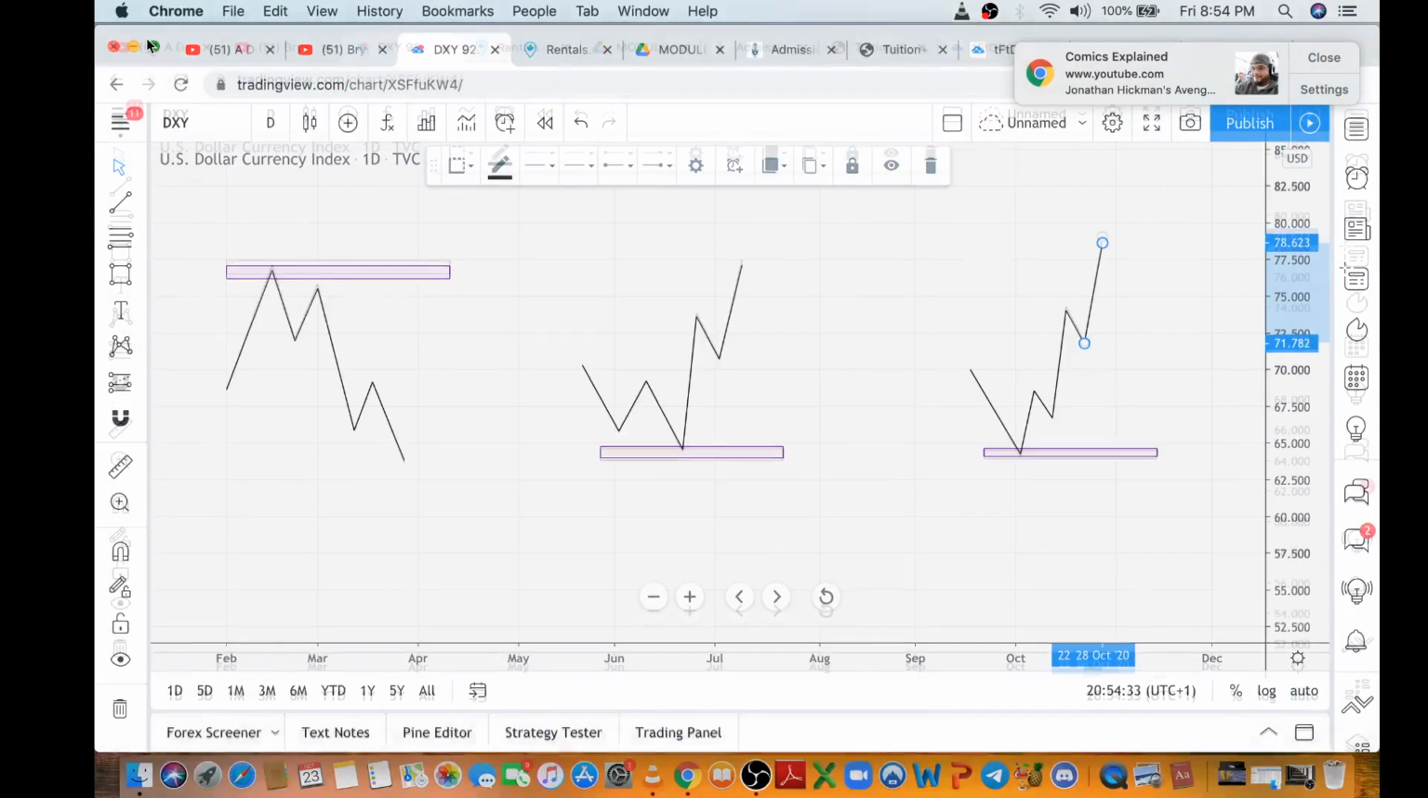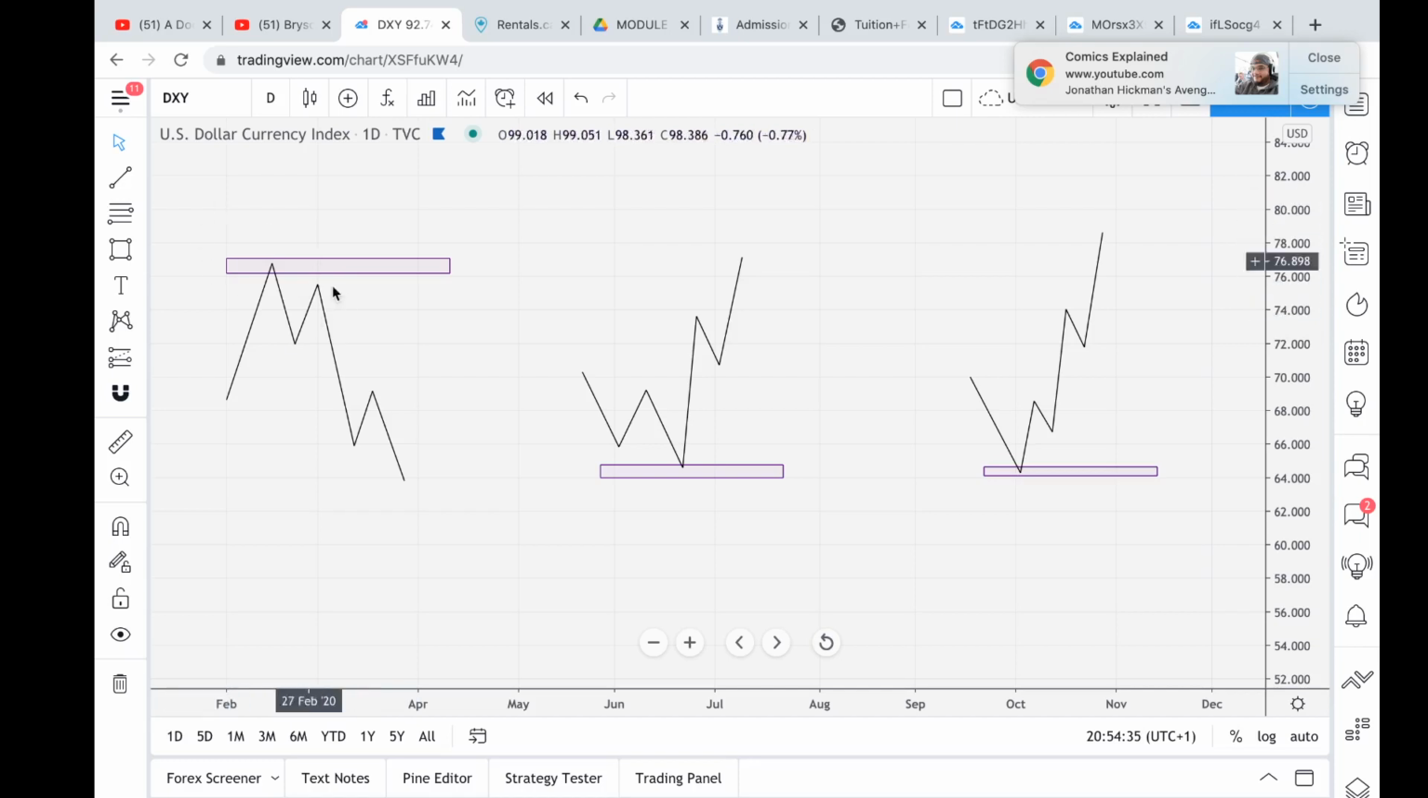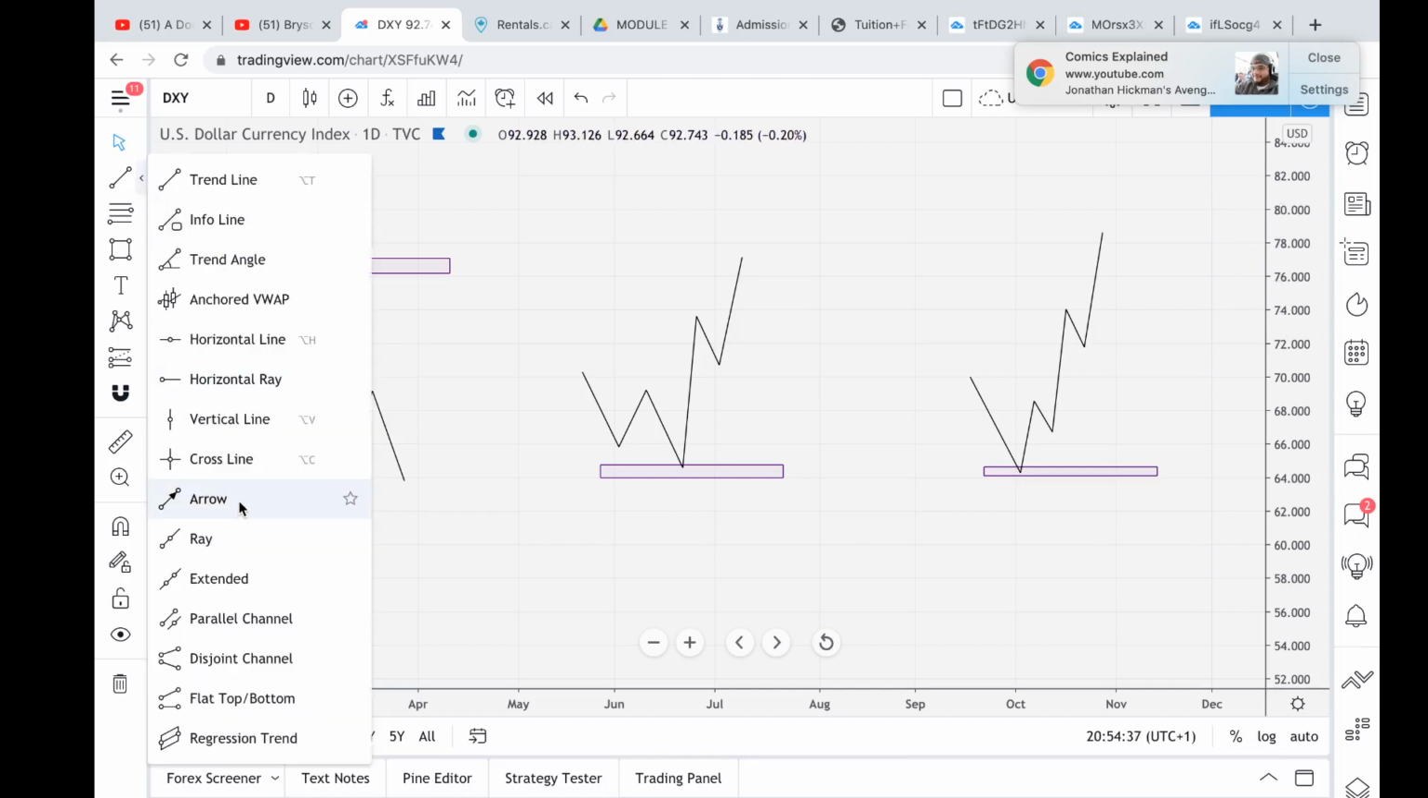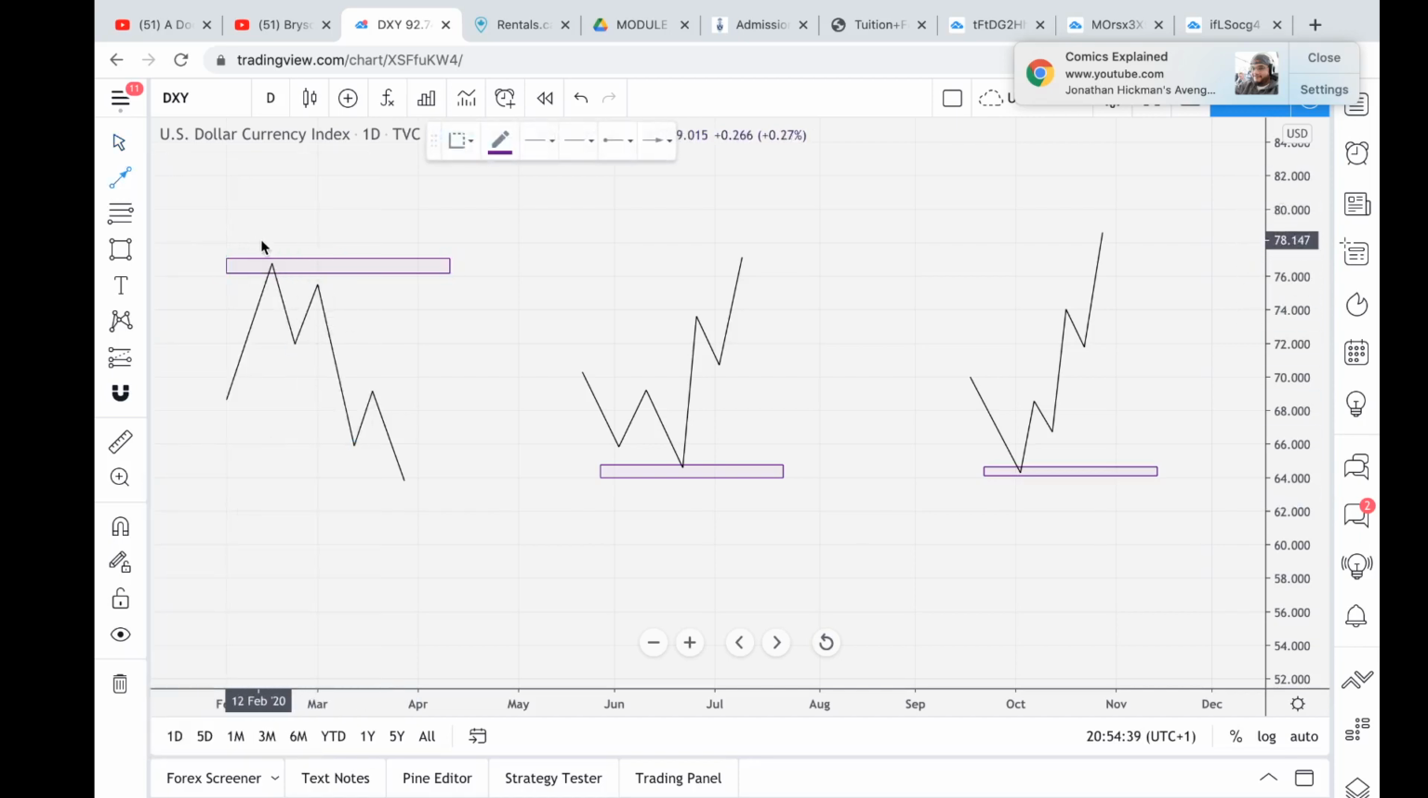So now, if we look at this, the benchmark, you can see that off the higher time frame resistance level, this is making lower highs, and this is making lower lows. This foreign currency is making lower lows, and this is making higher lows. Okay, so let's do a correlated asset class.